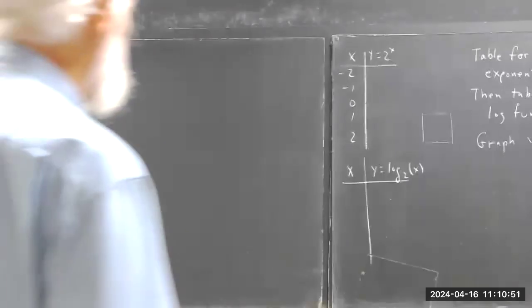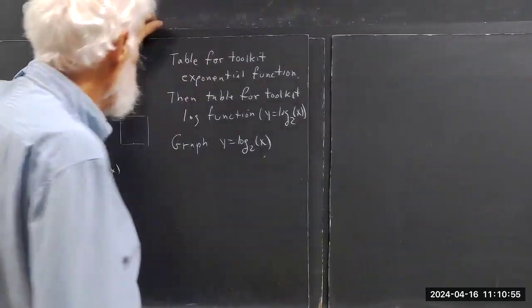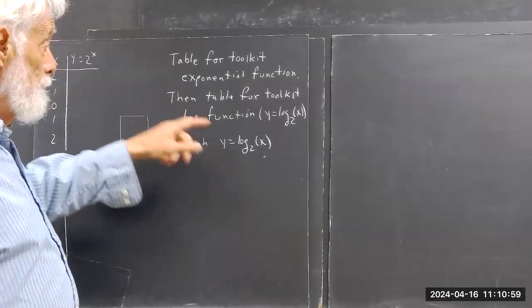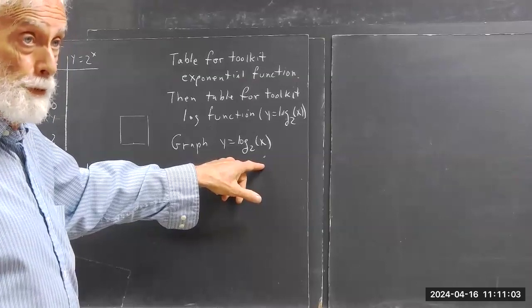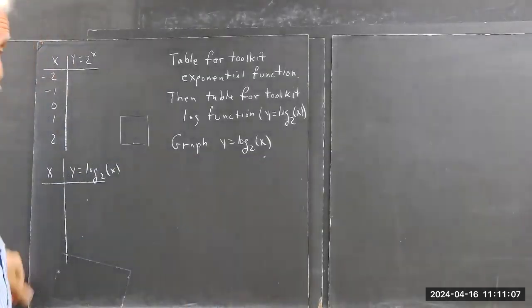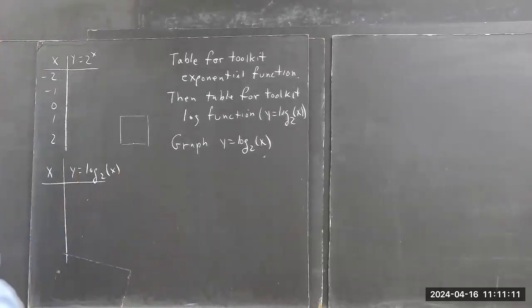Okay, let's work through this. The task was to make a table for the toolkit exponential function, then a table for the toolkit logarithmic function, and graph the toolkit logarithmic function. Okay, well, table, toolkit exponential function. Nobody got the table right. Everybody got the -2 through 2.